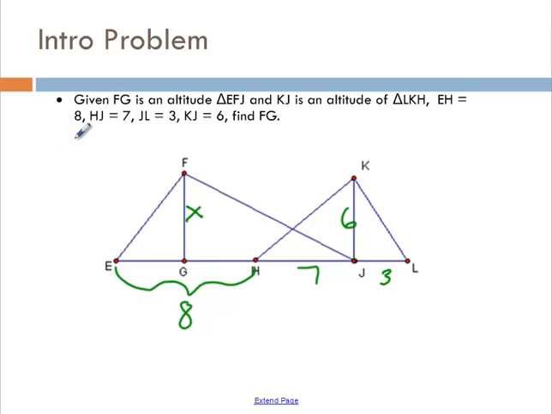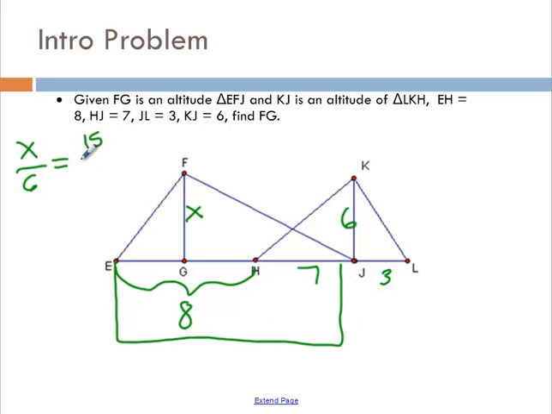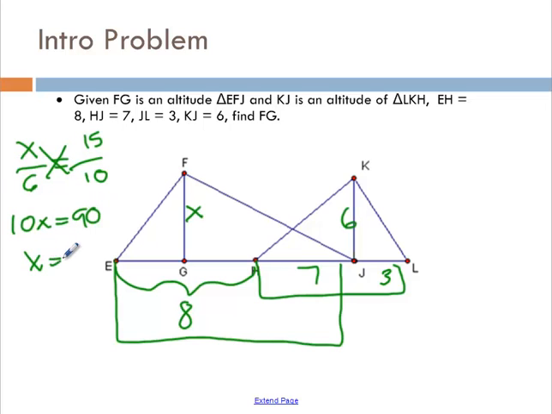Because they're similar, the altitudes are proportional just like the side lengths. So x over 6, and the big side of this triangle is not 8, but it's actually 8 and 7 together, 15. In the small triangle, it's 7 and 3 together, or 10. Then we have 10x equals 90, so x equals 9.